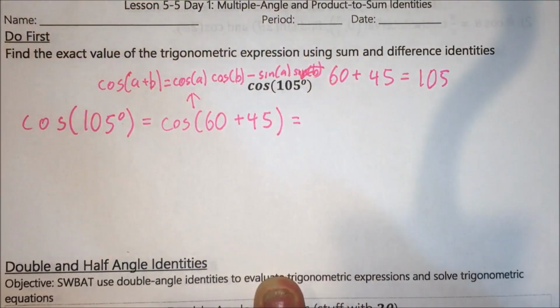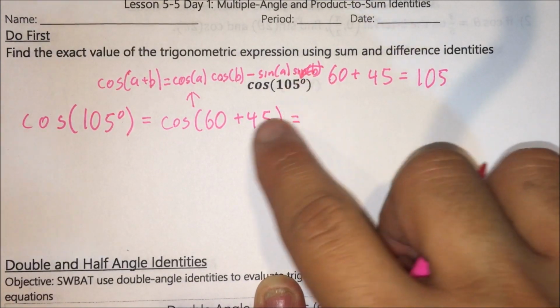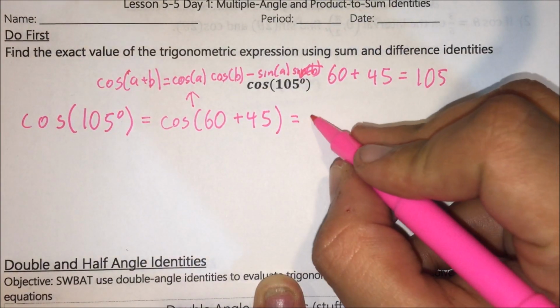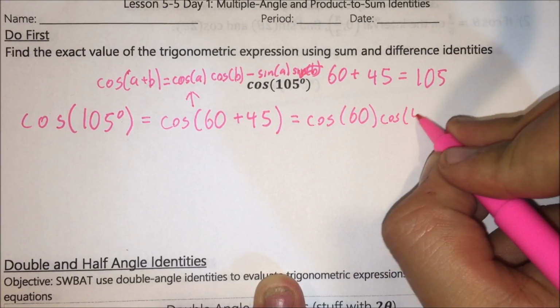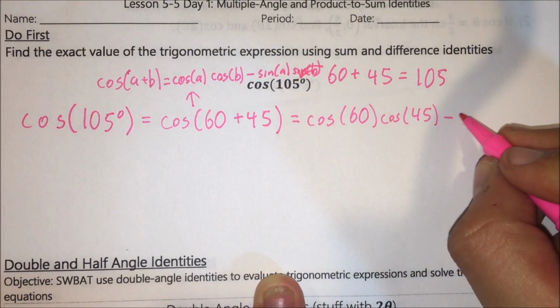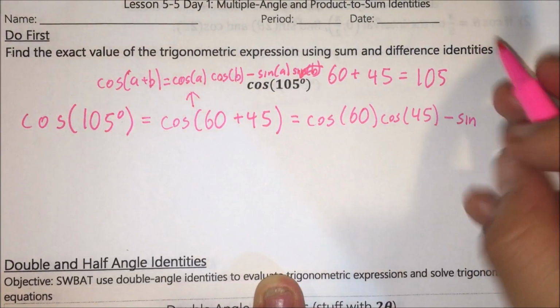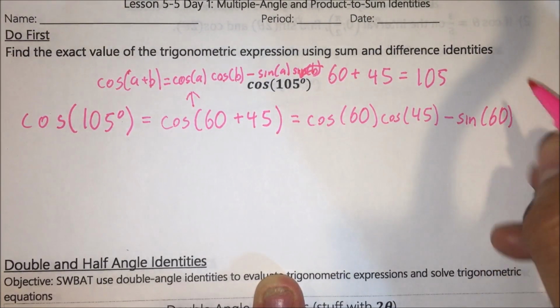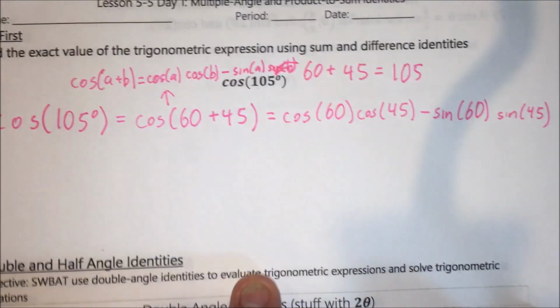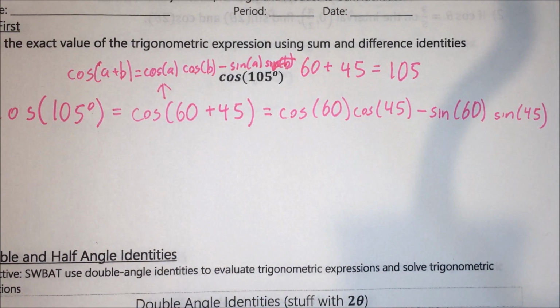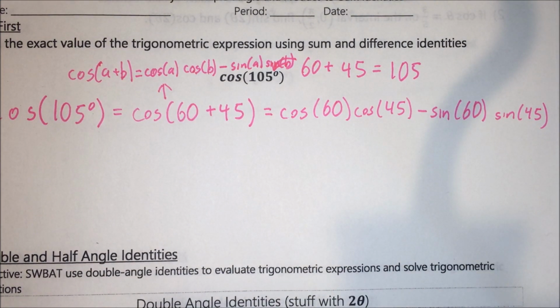So this is going to be cosine of 60 times cosine of 45, minus sine of 60 times sine of 45. Once we've done that, we just look on our unit circle and see what cosine and sine are at those values.